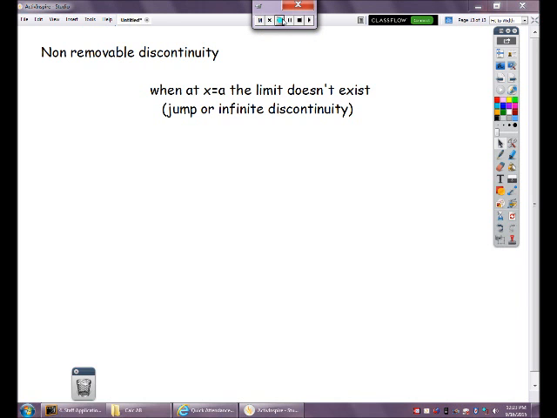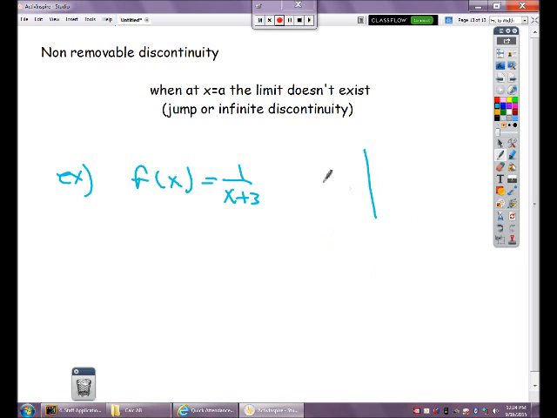A non-removable discontinuity is going to occur when at x equals some value a, the limit doesn't exist. Most often, that's the case of some type of jump discontinuity or infinite discontinuity. For example, if I gave you the function f of x equals 1 over x plus 3, this has an infinite discontinuity. You know that when you graph that, you would take your original 1 over x function and shift it to the left 3.